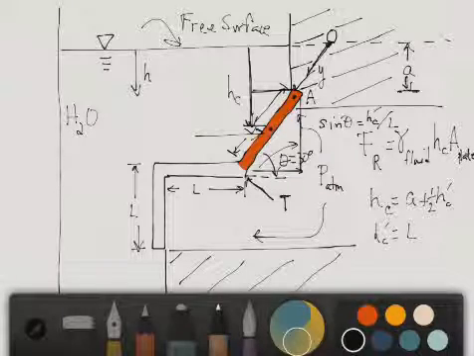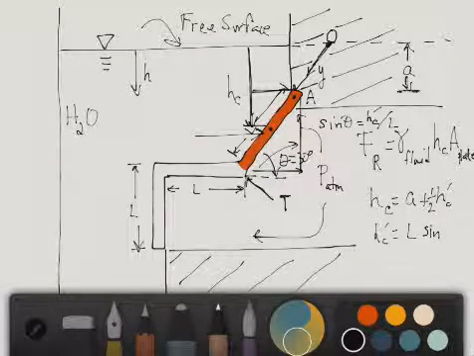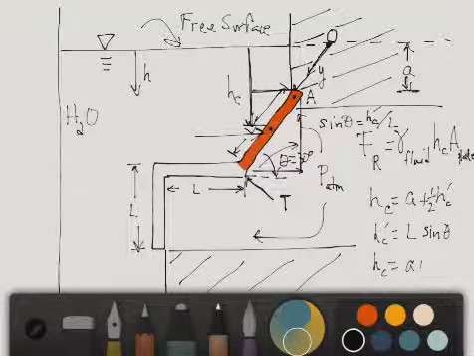It's just going to be L sine of theta, and we know that theta is 30. So if we substitute that back into that equation for H sub C, we end up with A plus L over 2 sine of theta. So that's going to be our HC.